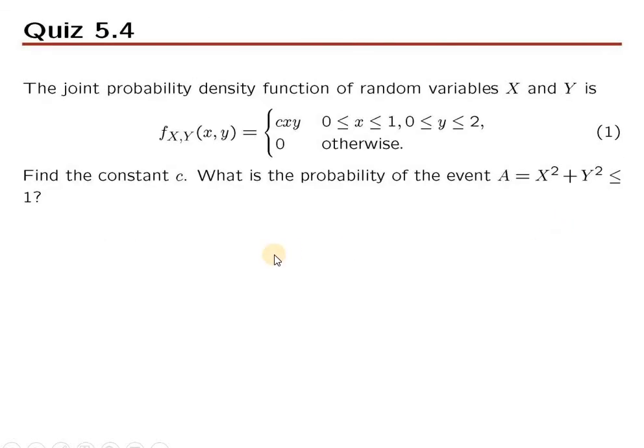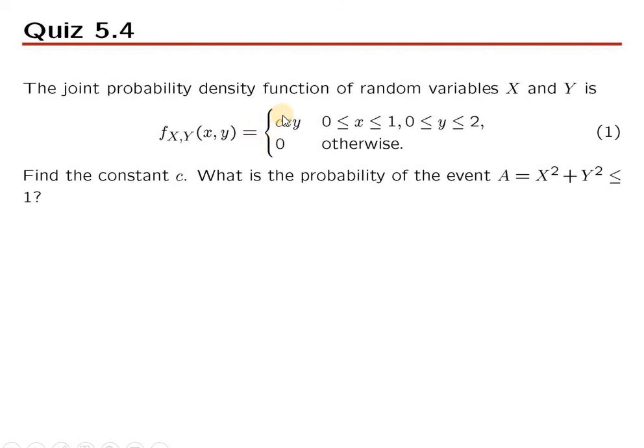Now, quiz 5.4, it says that you are given a PDF. First, find the constant, then the probability of the event. So, for the constant, we just have to use the theorem where we can say that if we integrate this cxy with respect to x and y from minus infinity to infinity and set it equal to 1, we can calculate c here.